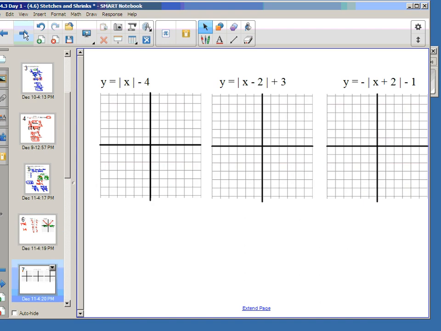So here we're going to look at applying some of our translations and transformations to these absolute value functions. So here we have y equals the absolute value of x minus 4. So if minus 4 is on the outside, what this means is it's going to be a shift up or down. And in this case, we're going to be moving down 4. So 1, 2, 3, 4. Up 1 over 1, up 1 over 1, up 1 over 1, and up 1 over 1. And here's the graph of absolute value of x minus 4.